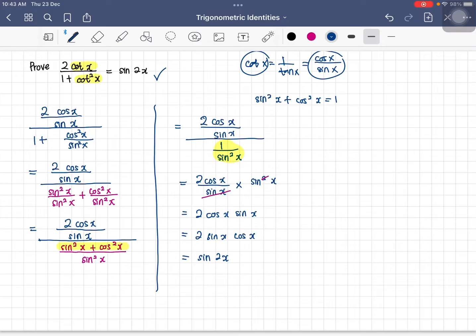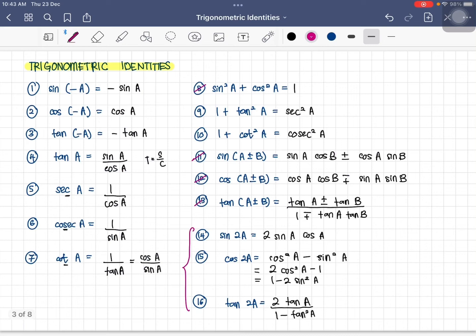Actually, there's a simpler way. I just realized that we can convert this using the identity. So 1 plus cotangent square of x is actually equal to cosec square of x.